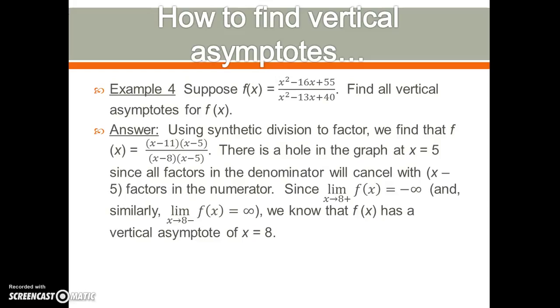Similarly, the limit as x goes to 8 from the left of f of x is equal to positive infinity. Both of those facts combined, and either of those by itself, would tell us that f of x has a vertical asymptote of x is equal to 8. Again, there's a hole in the graph at x is equal to 5, so that's not an asymptote.